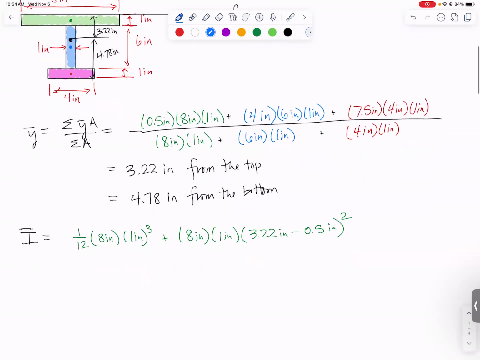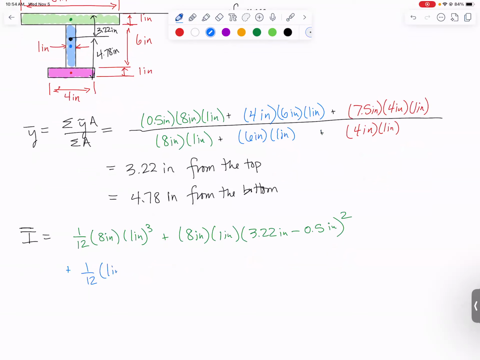Same exact process. 1/12, its base is 1 inch, its height is 6 inches, which gets cubed. You're always cubing this vertical distance because we're finding moment of inertia about a horizontal axis. We add to it the area, 1 times 6 or 6 times 1, and then the distance between the two centroids. So the centroid of the blue rectangle was 4 inches from the top. So 4 inches minus 3.22 inches will give us the distance between the blue and the black dot. We square it.